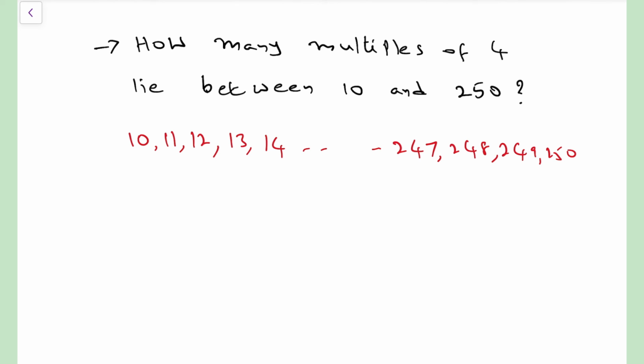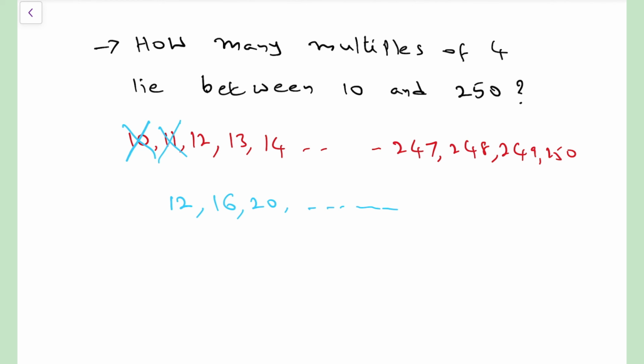10 will come in the 4 table? No. So this is waste. Next, 11 will come in the 4 table? No. That also we can remove easily. Next, 12 will come in the 4 table? Yes. So starting from 12 onwards, 12. Then what will be the next number? 12 plus 4, 16. 16 plus 4, 20. And so on. Then from 250 onwards, I mean from the last also we need to check again.